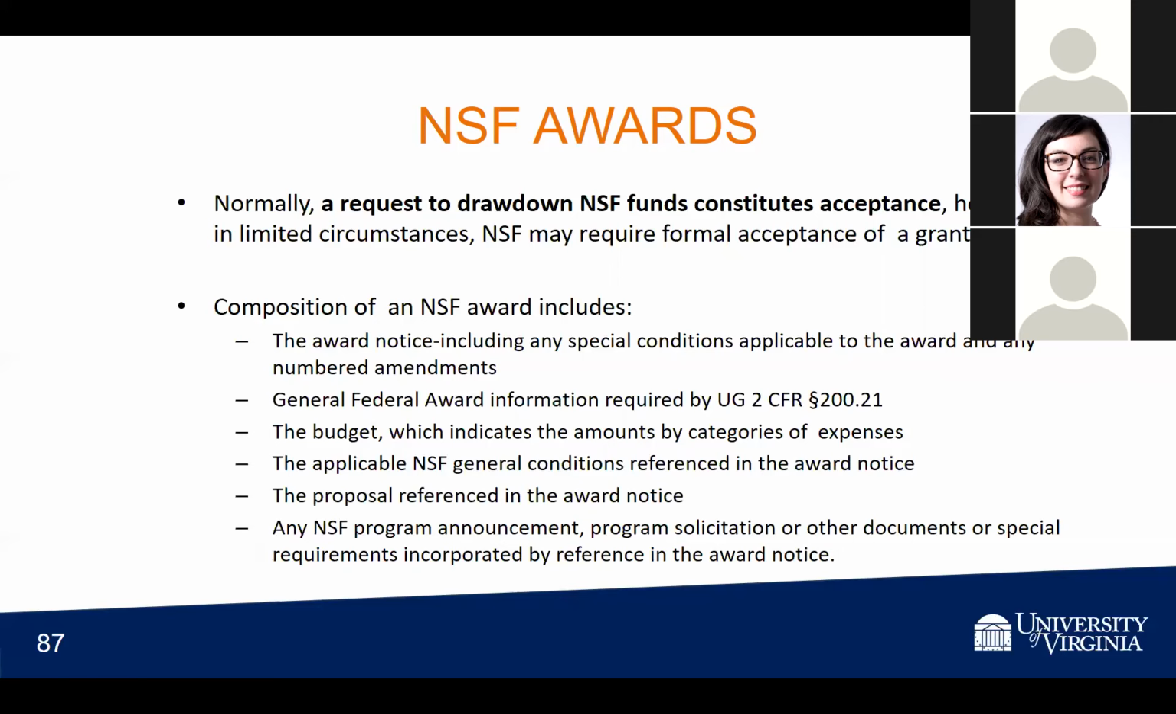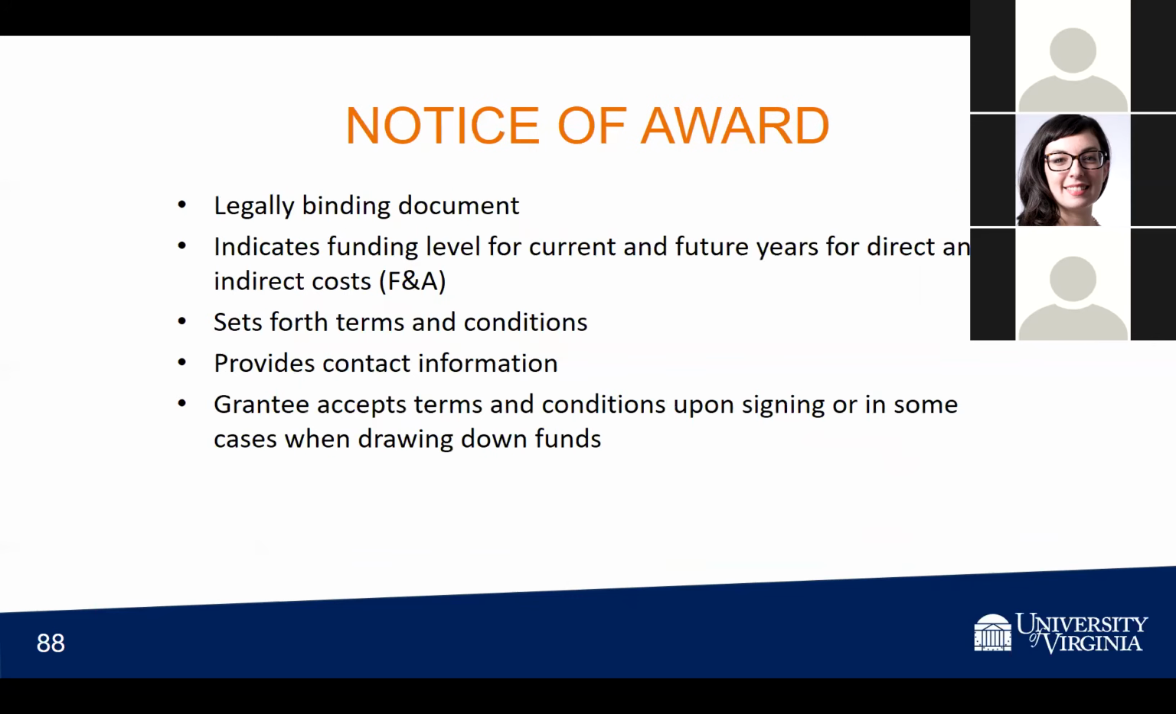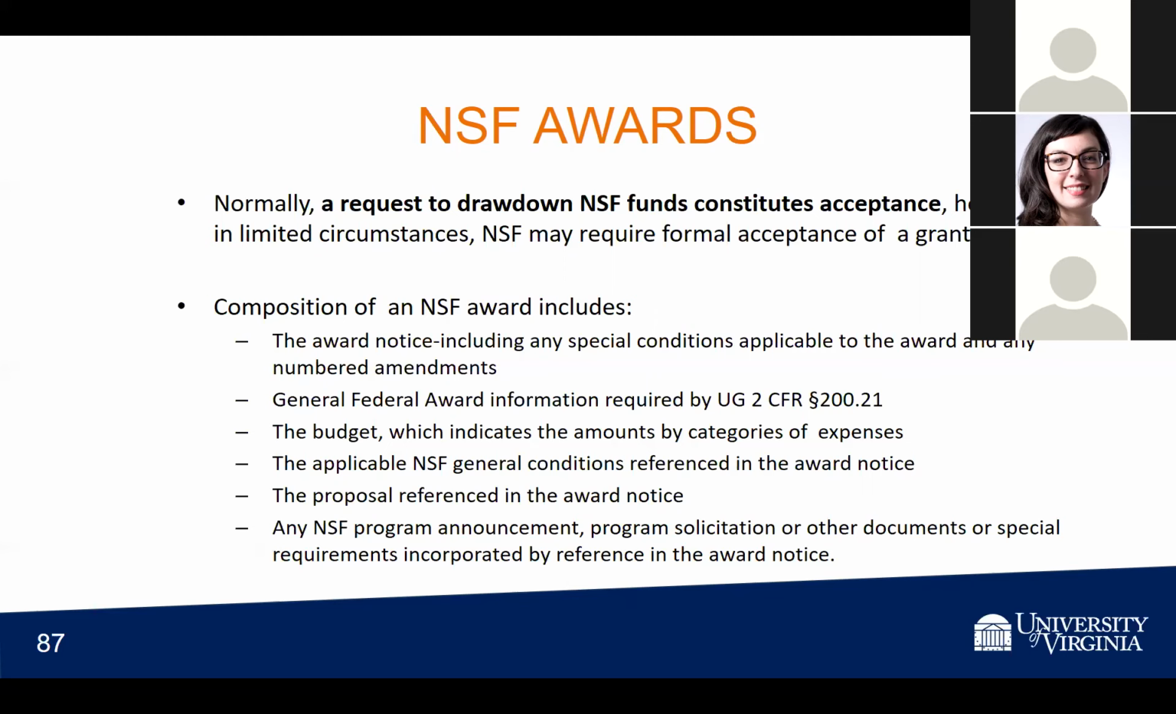The composition of an NSF award will typically include any special conditions, any amendments, and the general federal award information required by the uniform guidance. One of the great things about the UG is it doesn't just apply to universities such as ours, it also applies to federal agencies and helps standardize the things that they're required to provide, both in their funding announcements and also in their awards. An NSF award is also going to include the budget broken down by category, applicable conditions, the proposal, and then any other special requirements that might be noted. So that's it about NSF.